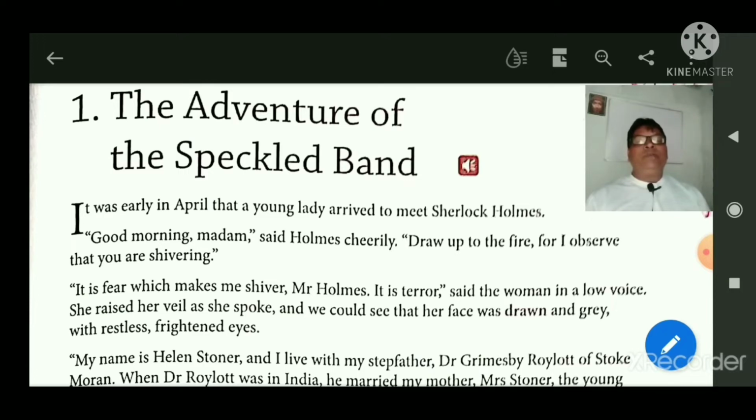"It is fear which makes me shiver." It is not the winter climate that makes her shiver, but fear. She told Mr. Holmes that she was not shivering from the cold, but from fear. "It is terror. It is very frightening," said the woman in a low voice. The woman was unable to speak loud. She raised her veil as she spoke. She was covering her face with the veil, and when she spoke, she raised it, and we could see that her face was drawn and grey with restless, frightened eyes.